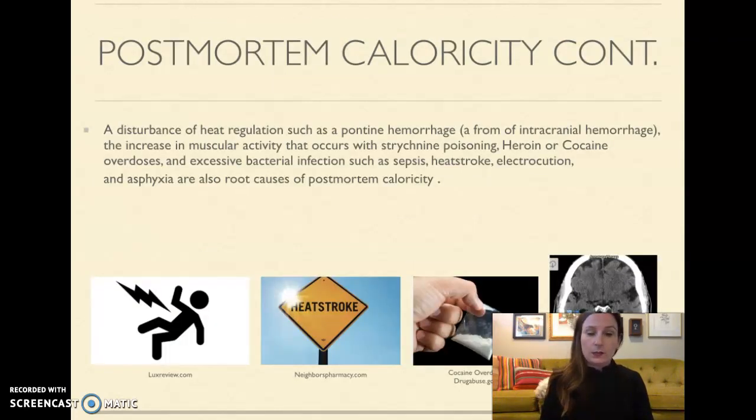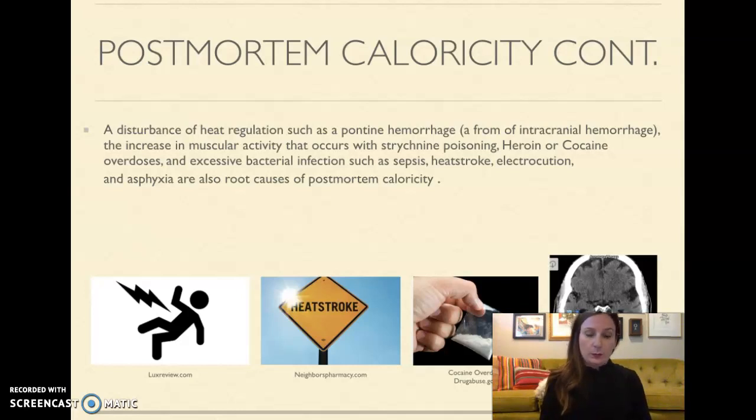There are other less frequent causes of postmortem caloricity. They are all caused by a disturbance of heat regulation. Examples of cases with a heat regulation disturbance include a pontine hemorrhage, which is a form of an intracranial hemorrhage, the increase in muscle activity due to strychnine poisoning, as well as with heroin and cocaine overdoses.